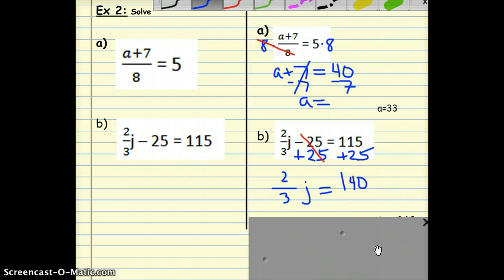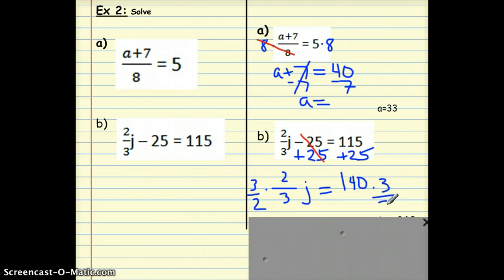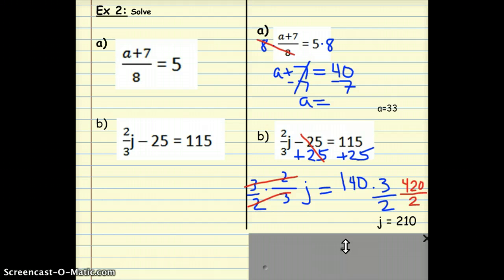Alright, so now we've got 2/3 times j. To get rid of the 2/3 times j, we are going to divide by 2/3, which really means we want to multiply by the reciprocal. So we're going to multiply by 3 over 2, and on the right-hand side, same thing, multiply by 3 over 2. On the left-hand side, these cancel one another out. And on the right-hand side, 140 times 3 is 420, divided by 2, and we end up with 210 equaling j.